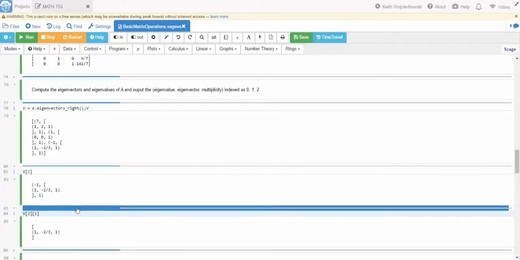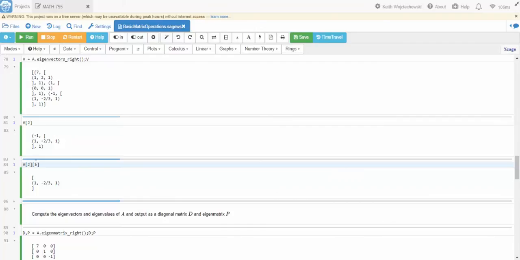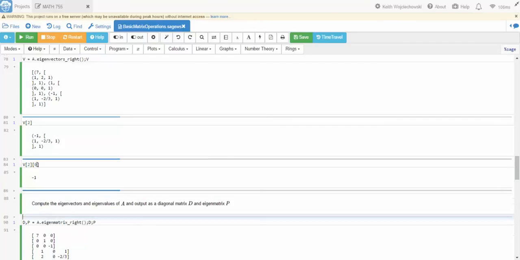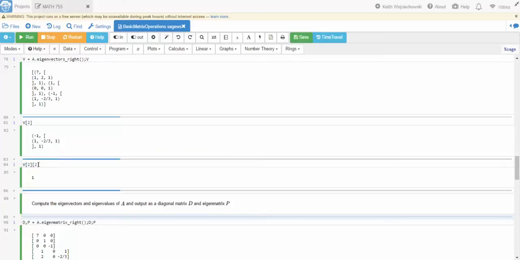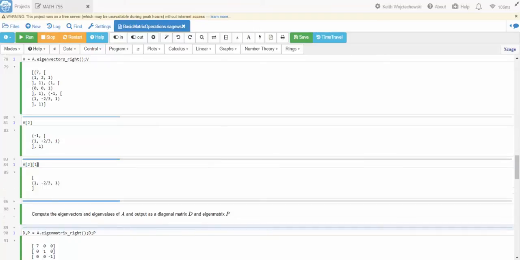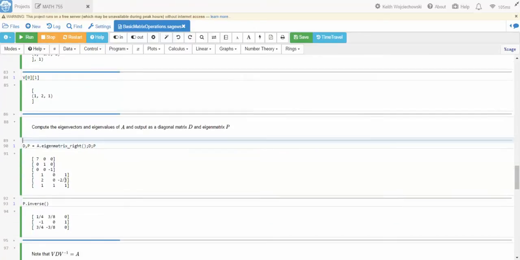There you go. Now, the 0th component of V2 is minus 1. That's the eigenvalue. If I put in 1, that should give me the eigenvector. And if I put in 2, that'll tell me the multiplicity. Okay. So if you wanted to access the eigenvector, for example, you would do something like that. And if you want the second eigenvector or the first eigenvector, you would do those corresponding things.